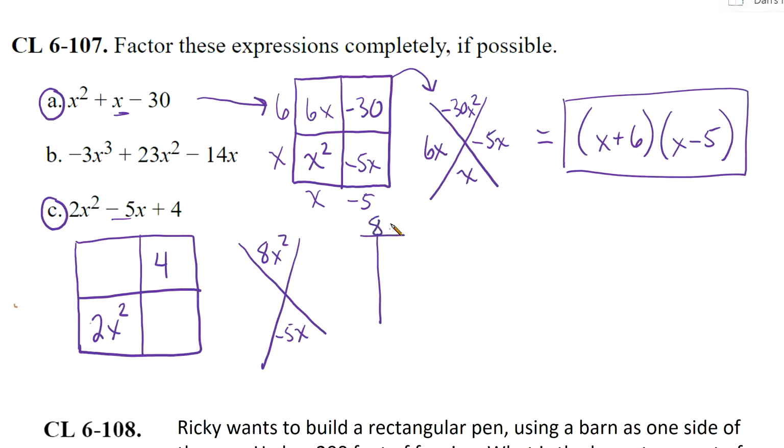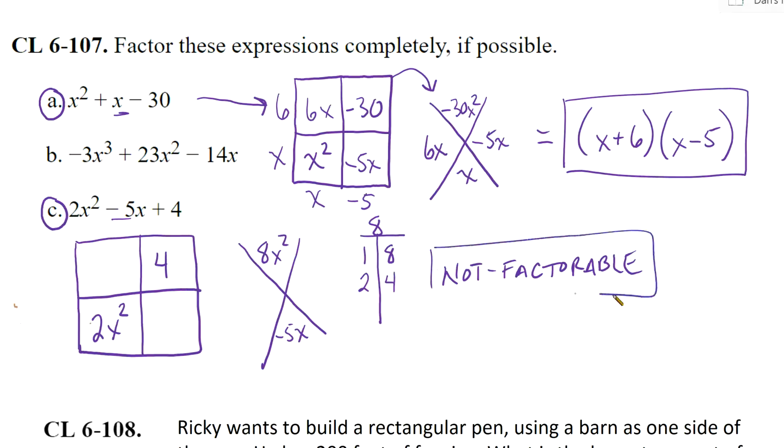If I go 8 here, 1 times 8 gives me 8. Those don't add to negative 5 in any way. And 2 times 4 gives me 8, and those can't multiply or add to negative 5x in any way. So, 3 times 2.75, yeah, maybe we could use decimals, but that's still not factorable.